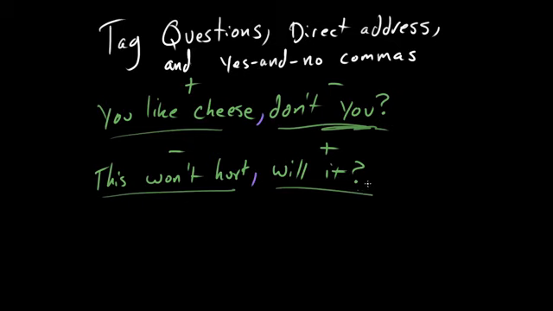So that's one of the things that we're, sorry to just launch into it. So today we're going to talk about tag questions, direct address, and using commas in the context of yes and no. Right. So, Paige, how are you? Why are you asking me this? Because it's an example of direct address.